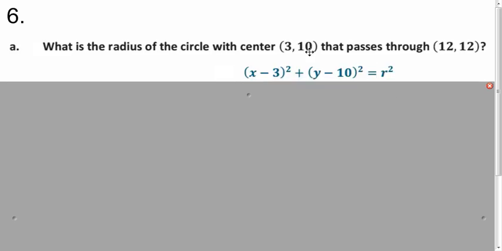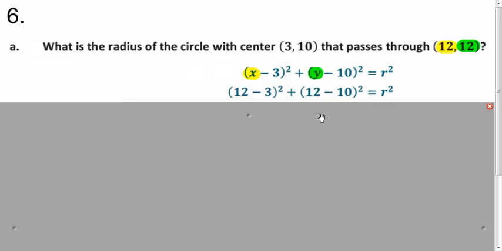Here we have the center, and we know a point on the circle. So there's a radius that has endpoints that are this center, and the other endpoint is this point on the circle. And let's see, how do we figure out the radius then? Well, we can plug into our equation. Right? We know this is the center, so we can have -3 and -10 on the inside of the parentheses. And we don't know the radius, but we know a point on our circle. We have 12, 12, so we can plug in 12 for x and 12 for y, and then solve for r.